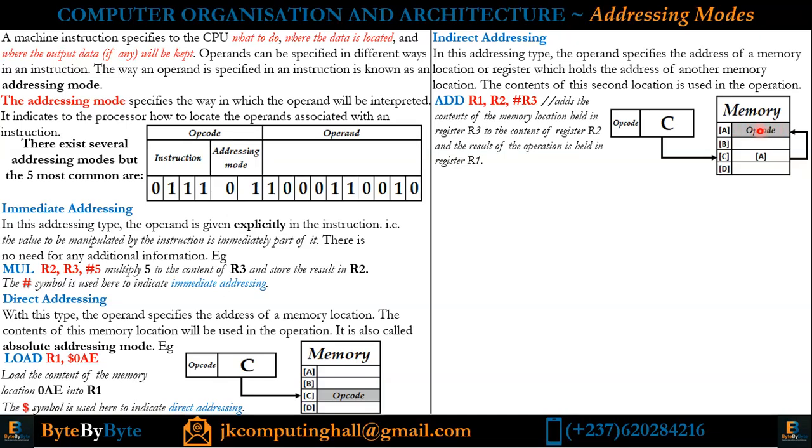So here it's supposed to be value, not opcode. So it's supposed to be any value. This is how indirect addressing is illustrated. The operand specifies an address, and that address contains another address, as you can see.